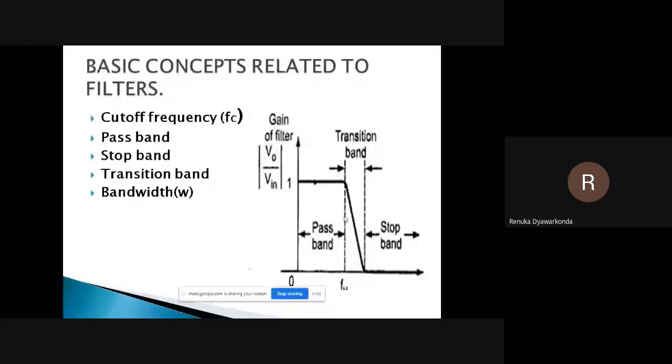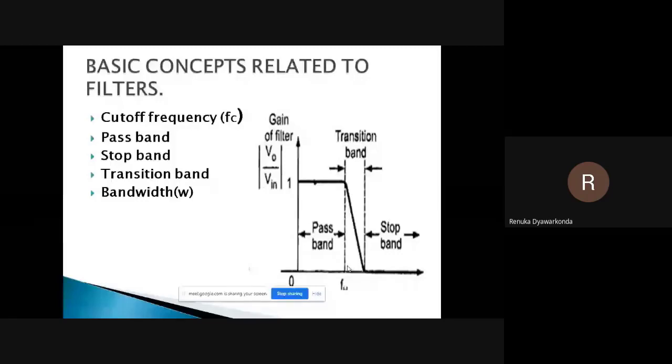Then next, what is stop band frequency? It is nothing but the frequency which is blocked by the filter. So here, as you can see, from FC to above, that is to infinity, it is the stop band frequency. The next is transition band. It is nothing but the band between the pass band and the stop band. The transition band of the filter largely depends on the order of the filter. The higher the order, the narrower the band will be, and if the order is low, the band will be wider.